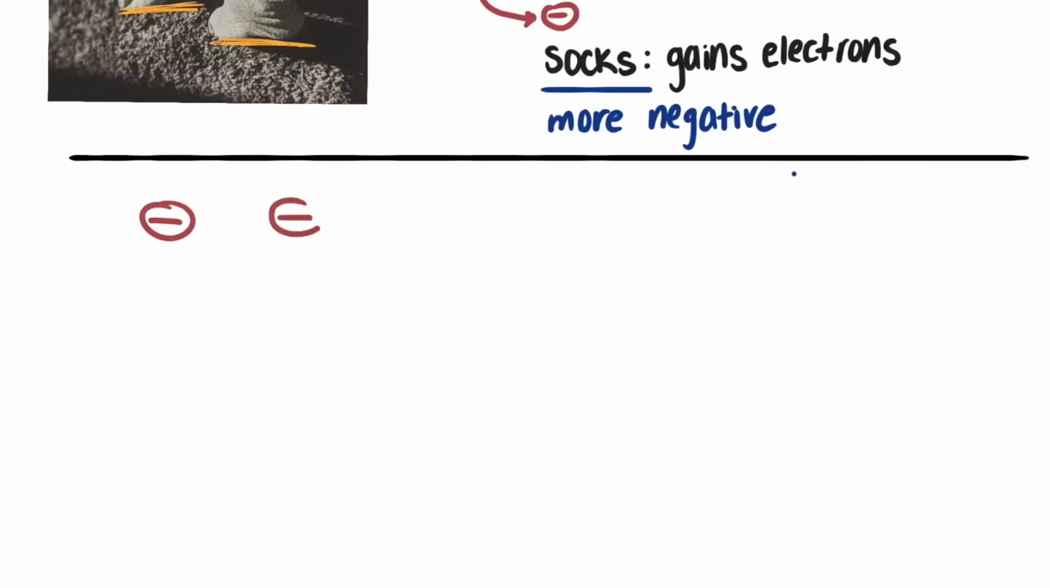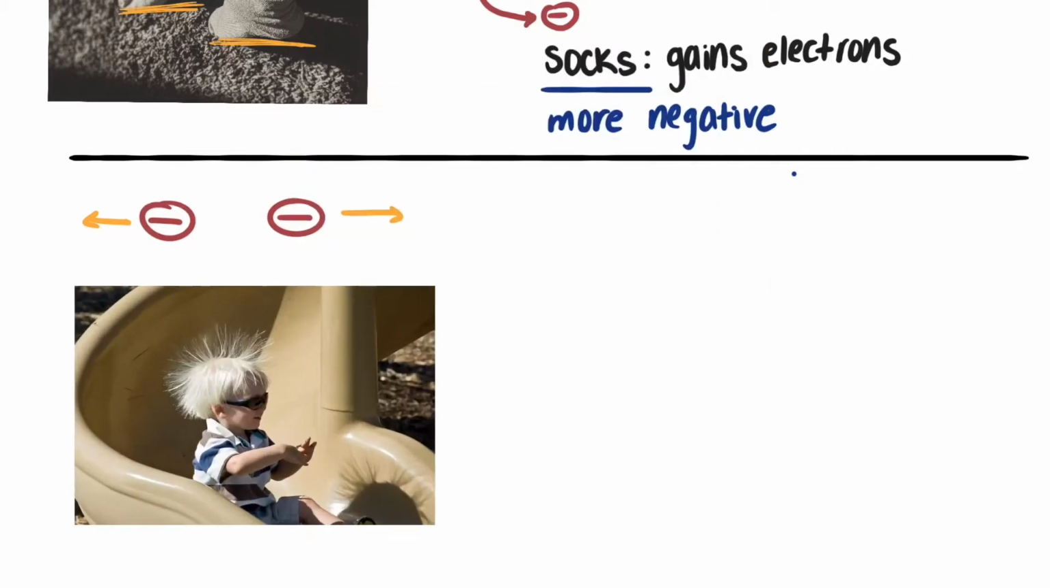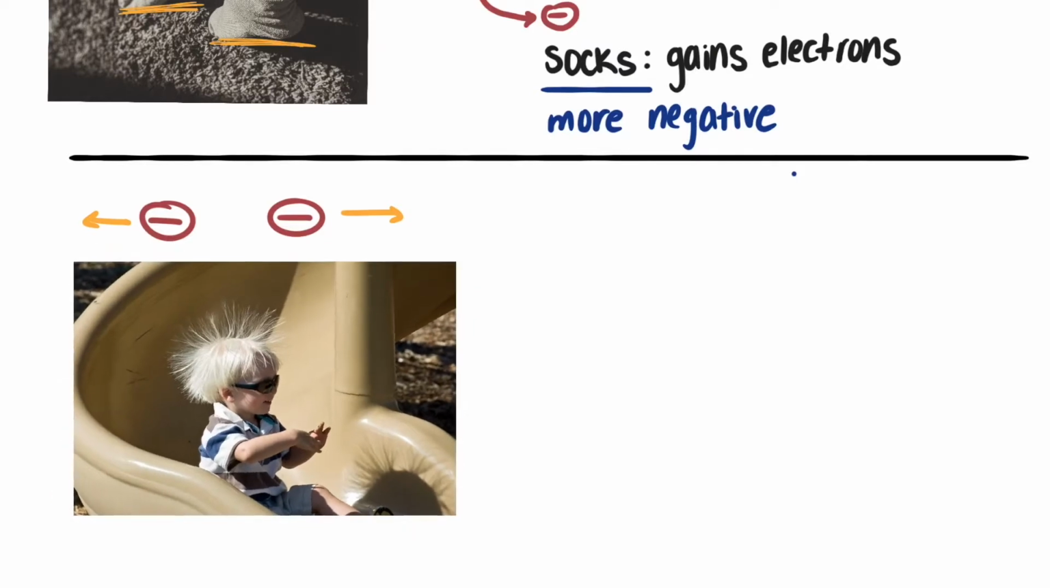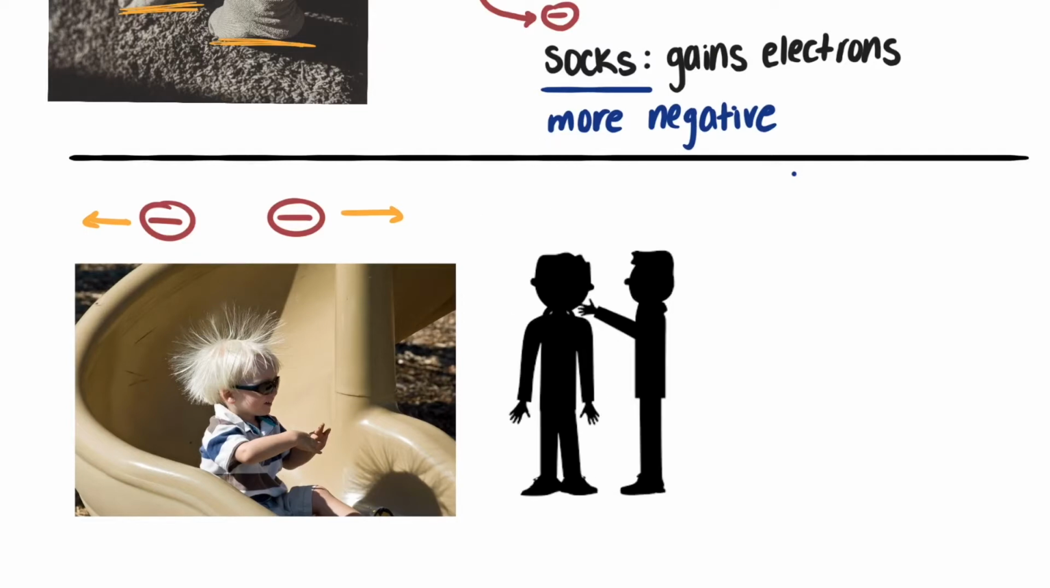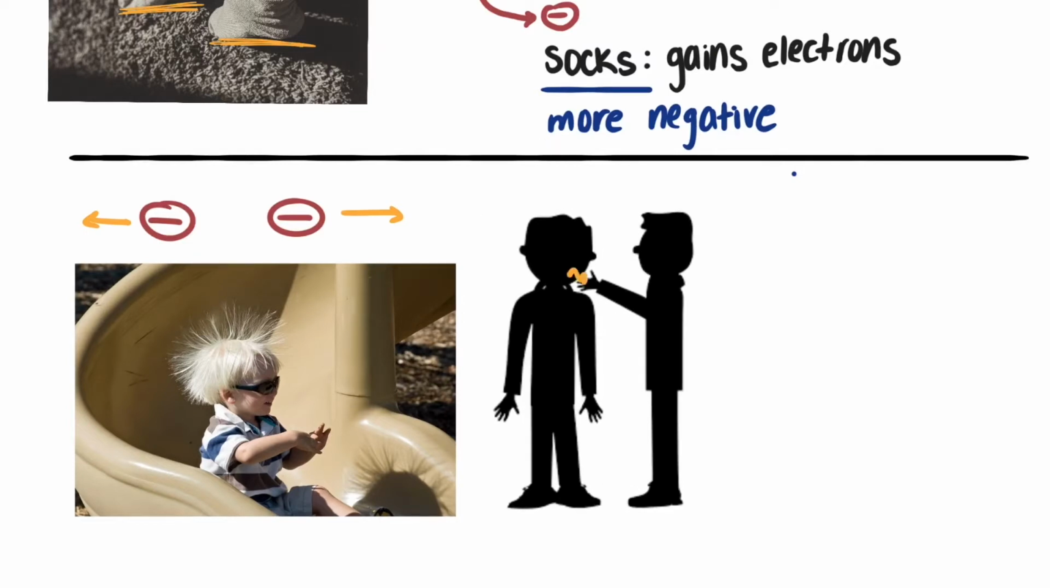Now let's take a closer look at the objects. We know that like charges repel each other, so the 2 negative charges want to get as far away from each other as possible. This is why your hair stands up when it's statically charged. Each of your hairs wants to be as far away from each other as they can. Then when you touch someone else or touch a piece of metal, you sometimes feel that shock before you even fully touch the other object.